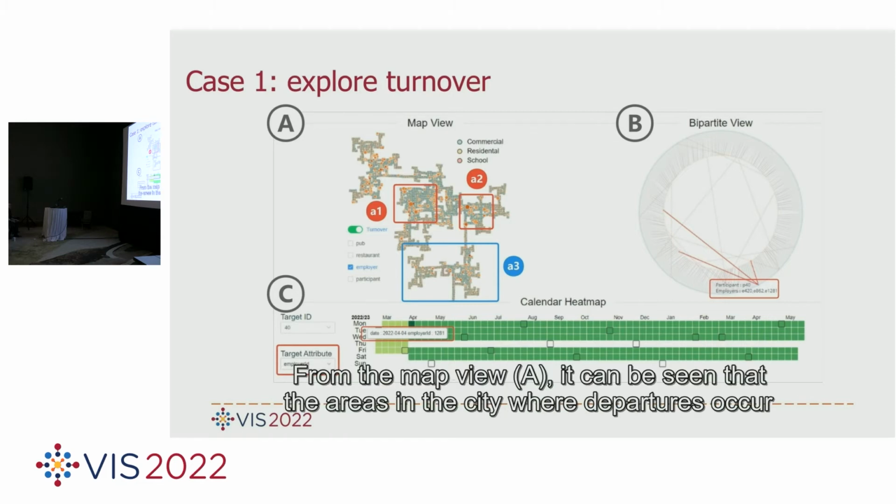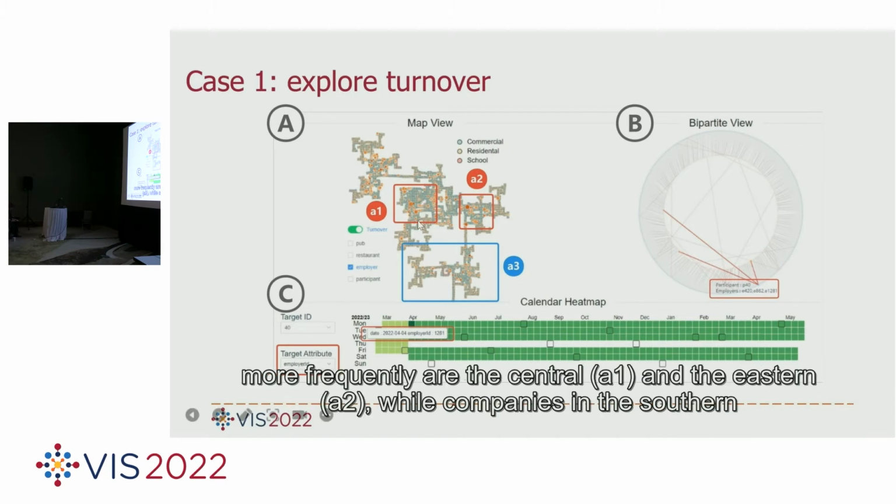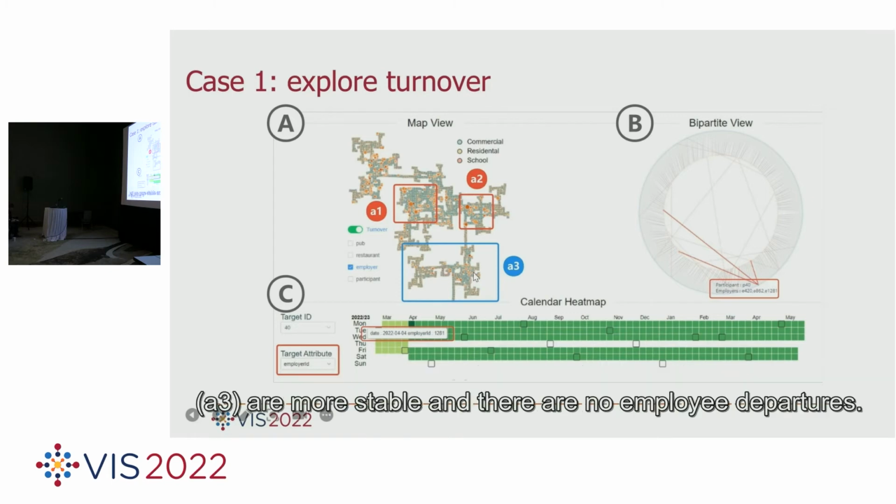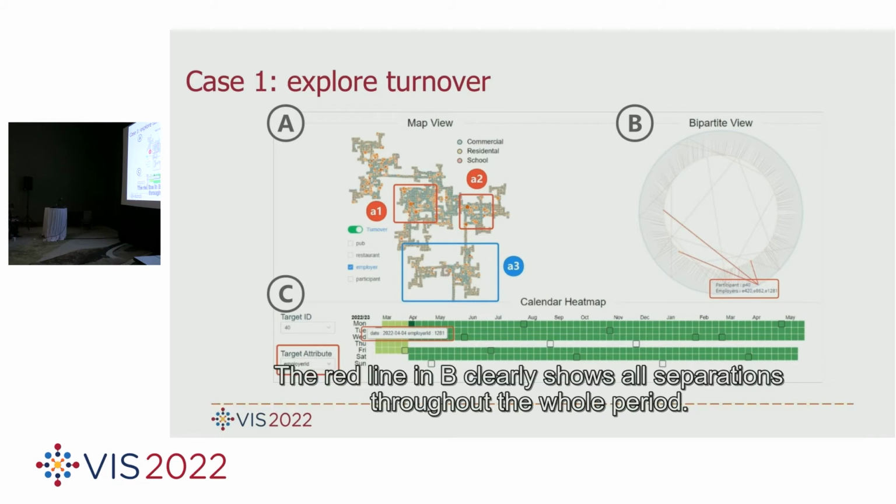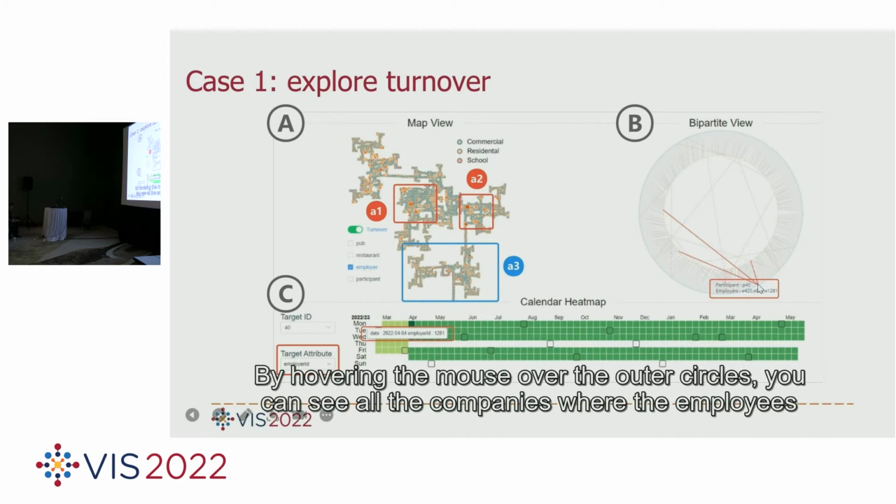From the map view, it can be seen that the areas in the city where departures occur more frequently are the central, A1, and the eastern, A2, while companies in the southern, A3, are more stable and there are no employee departures. The red line in B clearly shows all separations throughout the whole period. By hovering the mouse over the outer circles, you can see all the companies where the employees have worked.